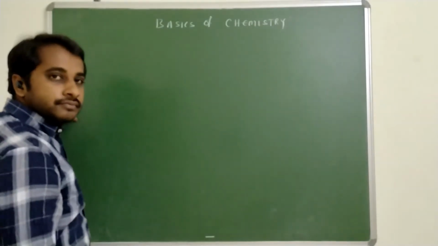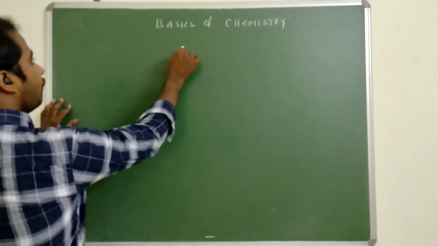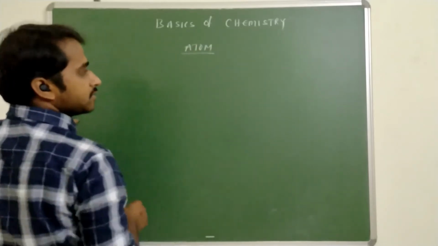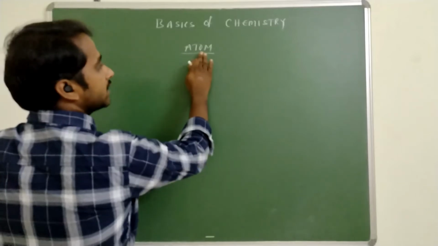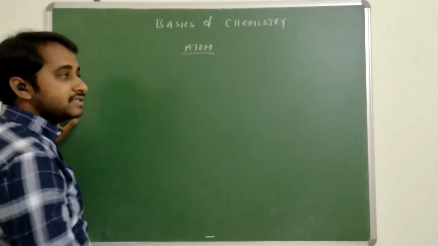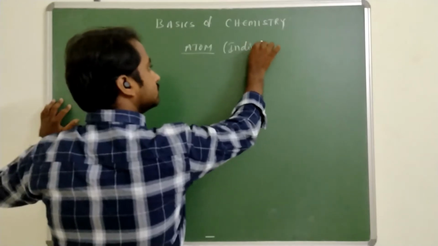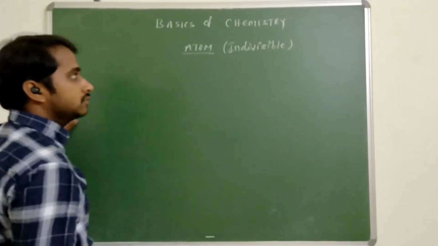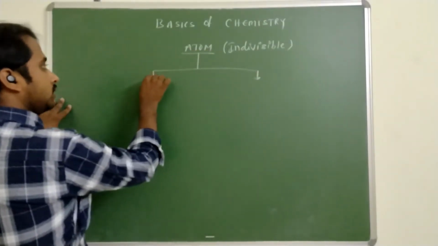Concepts of chemistry. We will start with an atom. So, what is the definition of an atom? Simply, an atom is an indivisible particle. Indivisible. So, an atom can be studied under two headings.